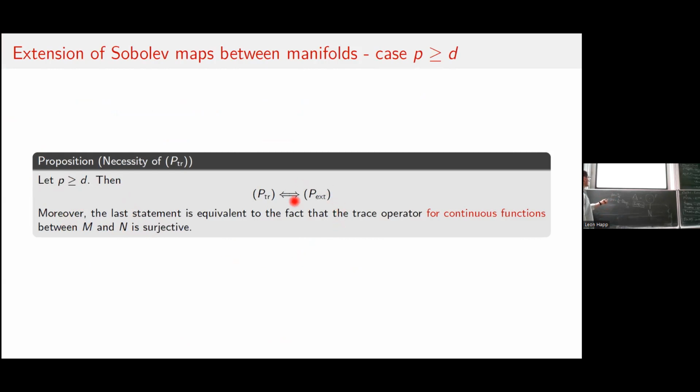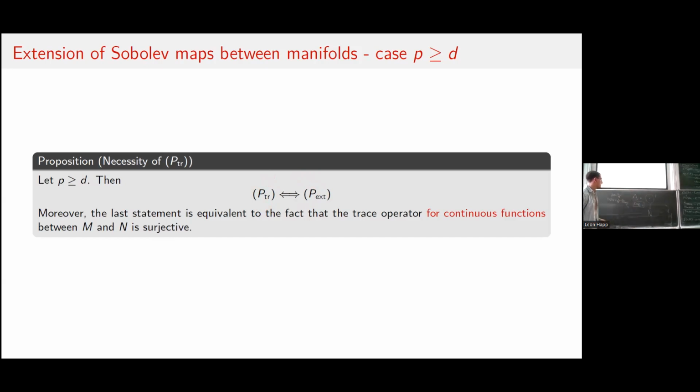But then it's also known that this trace property is, for the same reasons, equivalent to the same question, but for continuous functions. So can every continuous function from the boundary be extended to the inside? And this is a very common problem in algebraic topology. It depends, with similar reasons as I showed you here, on the topology of M and on the topology of N again. But there are tools to approach this.